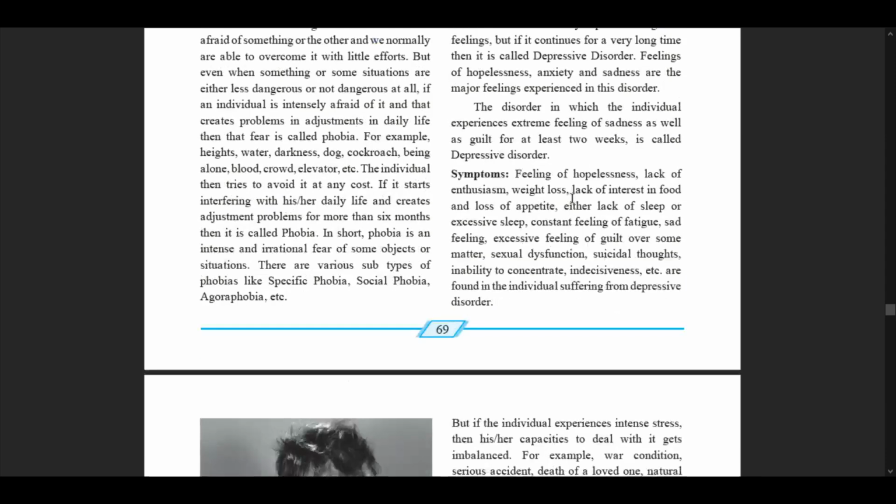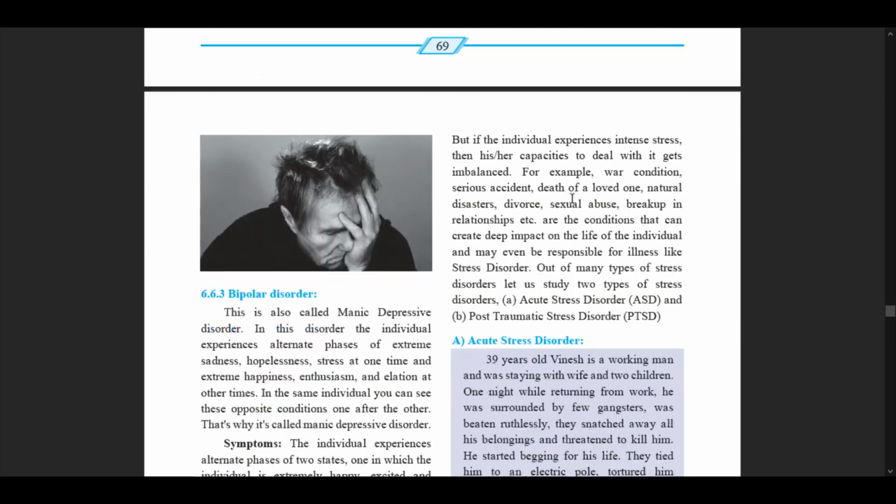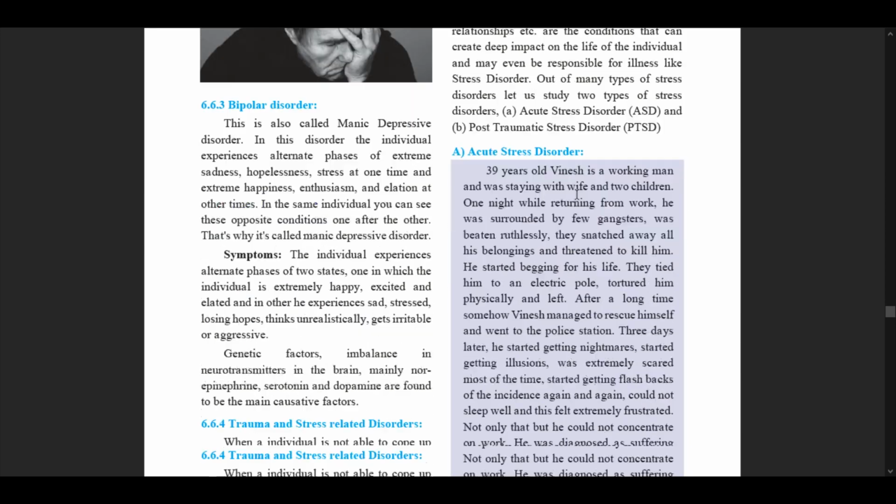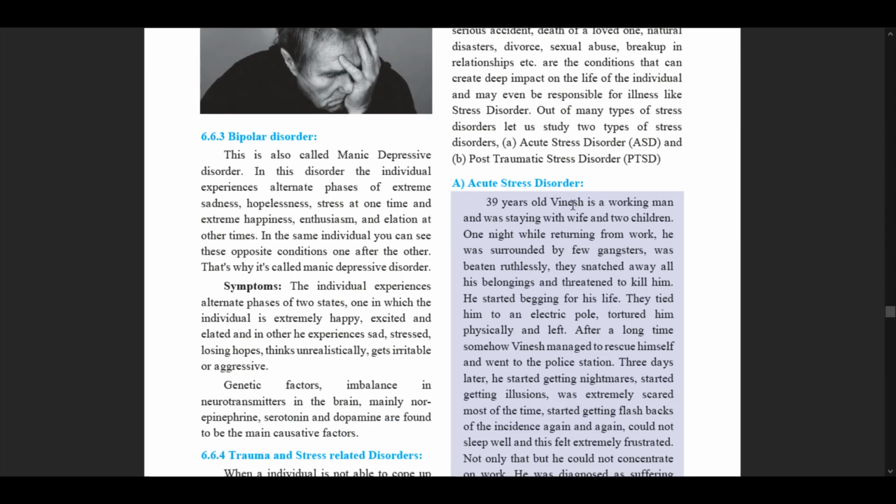Then we move forward to our next subunit, that is subunit 6.6.3, bipolar disorder. This is also called manic depressive disorder. In this disorder, the individual experiences alternate phases of extreme sadness, hopelessness, and stress at one time, and extreme happiness, enthusiasm, and elation at other times. In the same individual, you can see these opposite conditions one after the other.